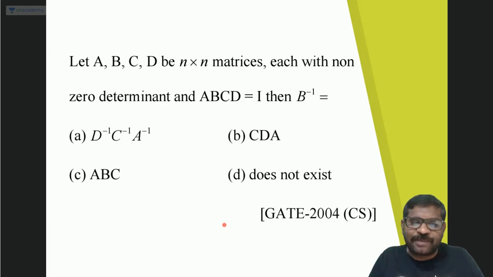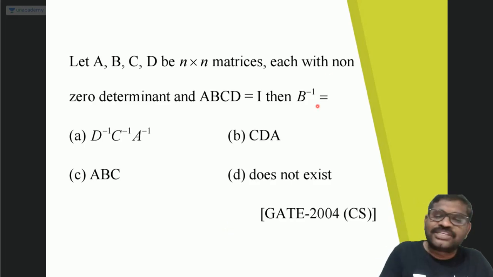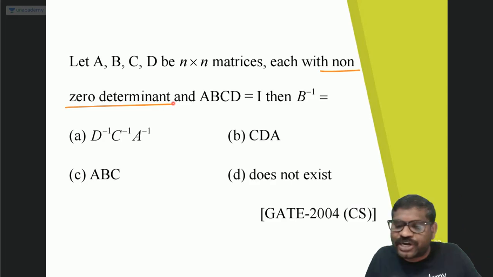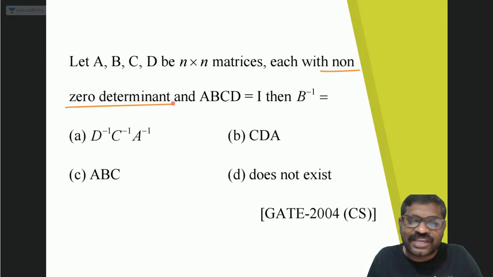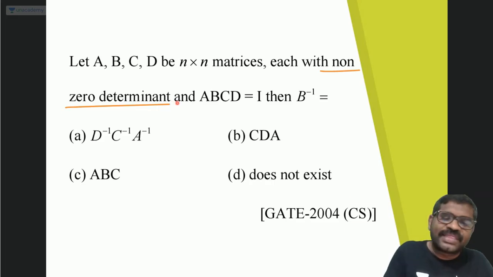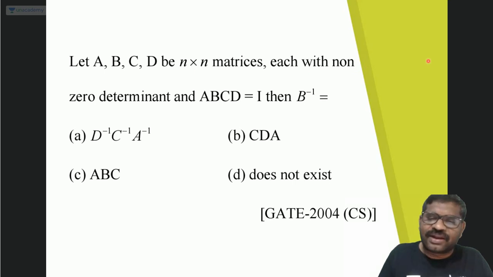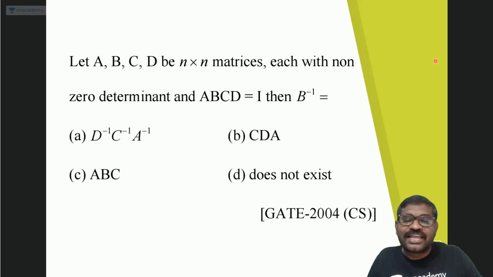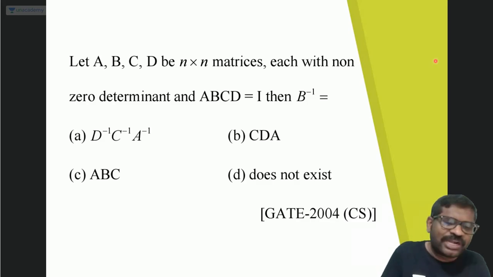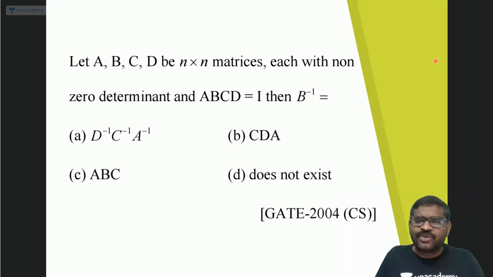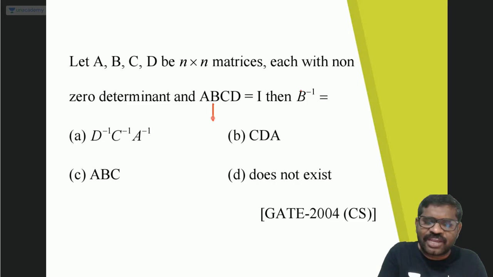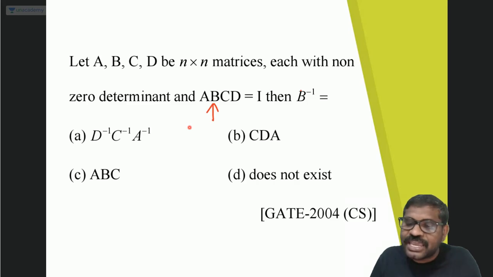Let A, B, C, D be n cross n matrices with non-zero determinant. Non-zero determinant means non-singular. A, B, C, D are non-singular matrices such that ABCD equals I. Then what is B inverse? Observe, one minute. We have a simple trick. You need not multiply anything. You require B inverse in ABCD equal to I, from matrix B.